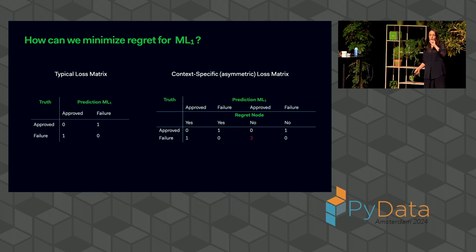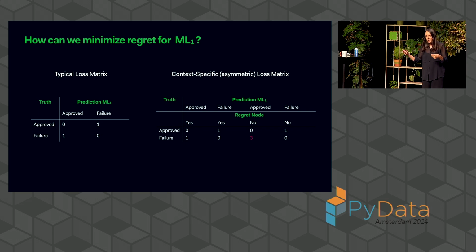OK, let's talk about loss functions. How would such a loss function look like? On the left side, you see a typical loss matrix where we have two parameters, the prediction and the ground truth. So for example, machine learning model 1 predicts that a banking statement should work for that renter and predicts that this renter will be approved with a banking statement. Then we have the ground truth: was the renter actually approved or not?